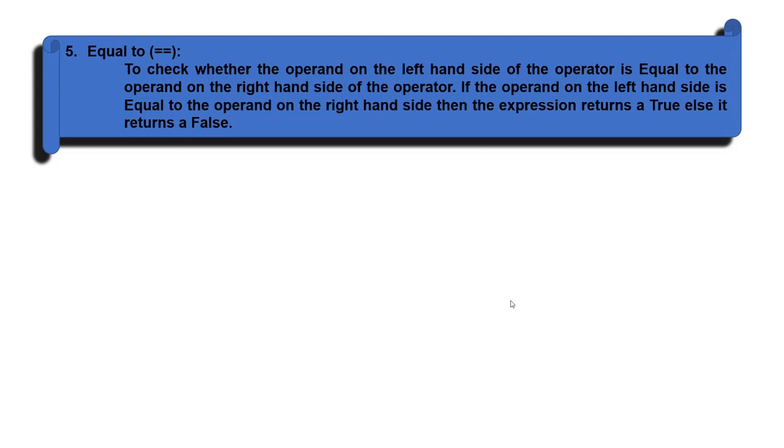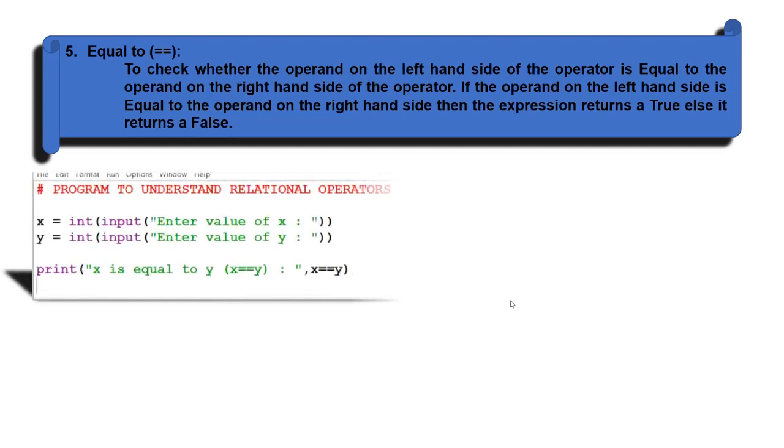Equal to operator. Look carefully, the double equal to symbol is used to perform the equality operation. The equal to operator checks whether the operand present on the left hand side of the operator is exactly equal to the operand present on the right hand side of the operator. If the operand present on the left hand side is equal to the operand present on the right hand side, then the expression returns true. Otherwise it will return false.